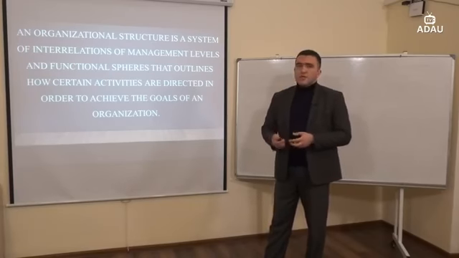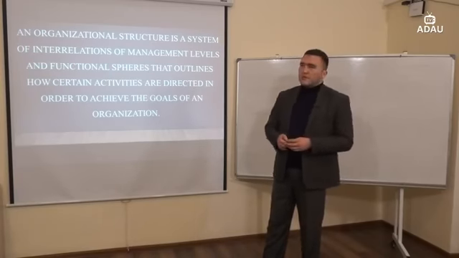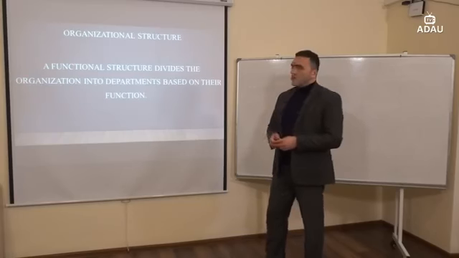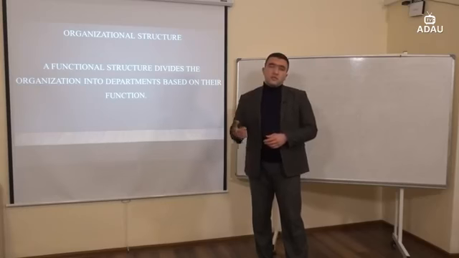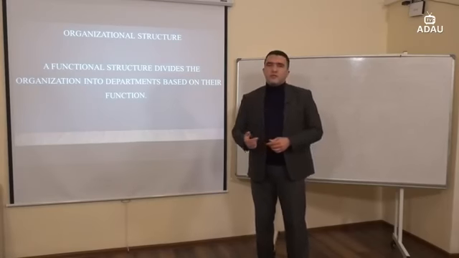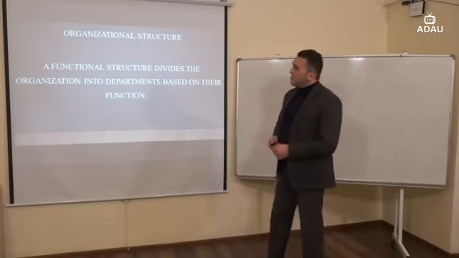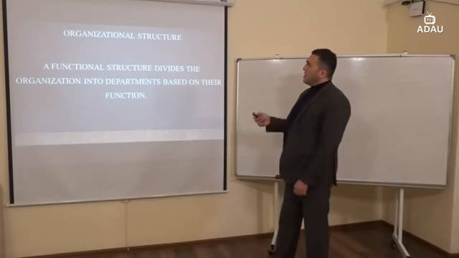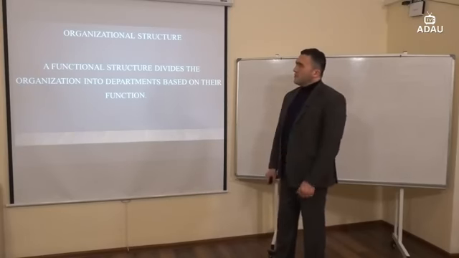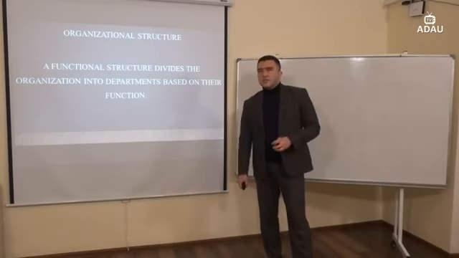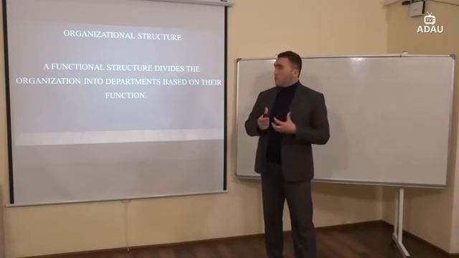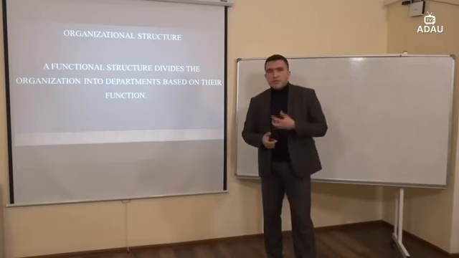In management practice, we have three types of organizational structure. These are functional organizational structure, divisional organizational structure, and matrix structure. Let's see in detail what each one is about. First, functional structure. Functional structure divides the organization into departments based on their own functions.